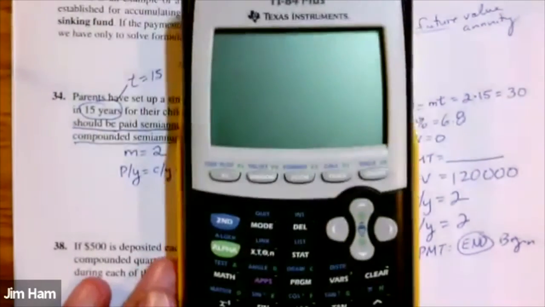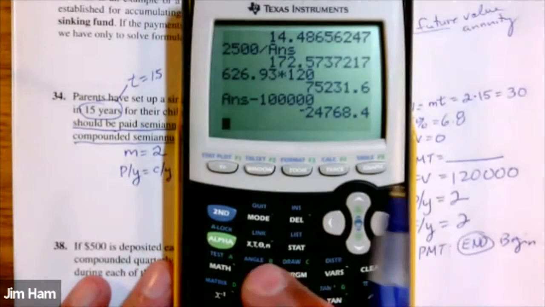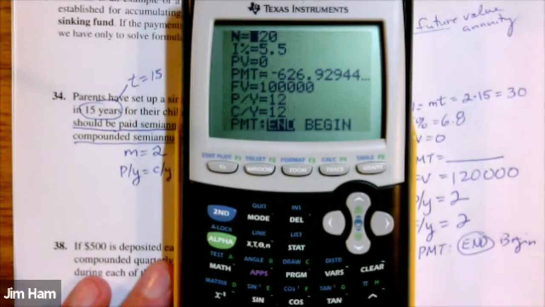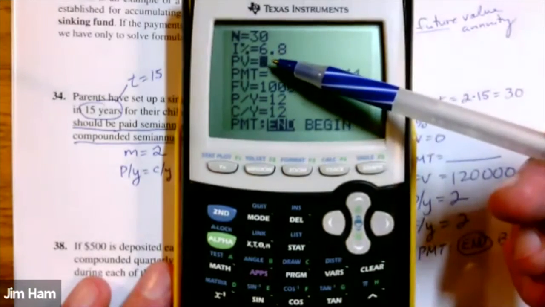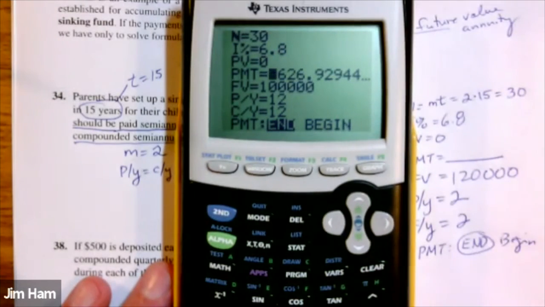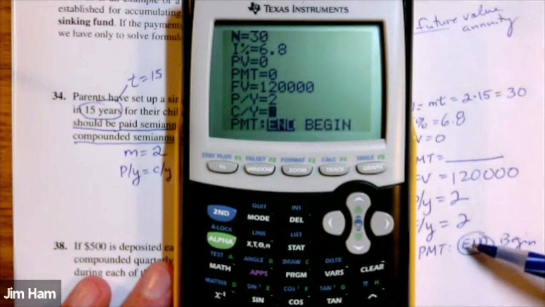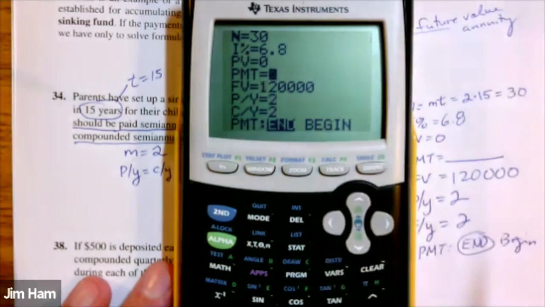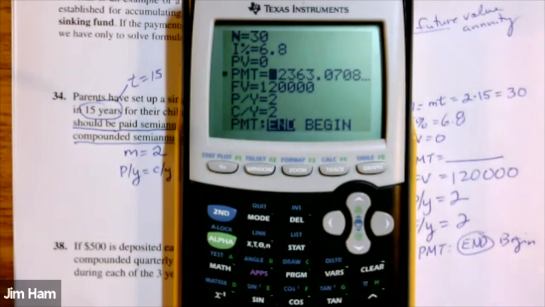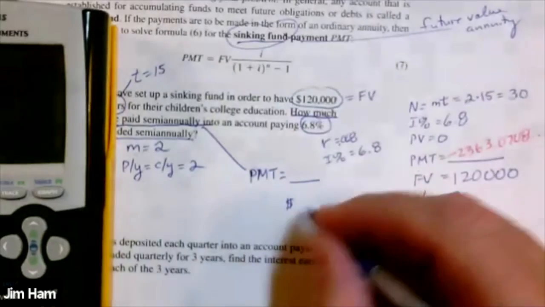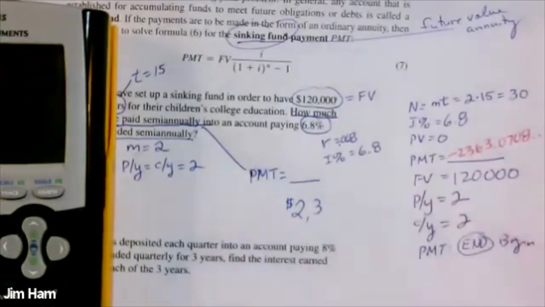All right, let's evaluate using the TVM solver. So we have 30 as the N and 6.8. All the problems in this section will have a present value of 0. I'll just put a 0 there. For payment, I'll come back to it. And then these two are 2. Go back to the payment. Alpha solve. So the answer is $2,363.07.